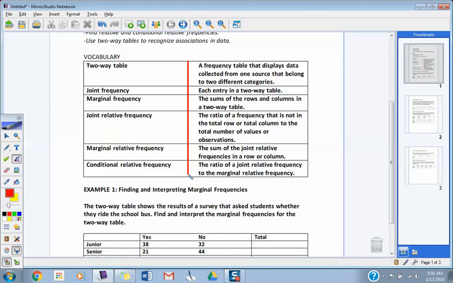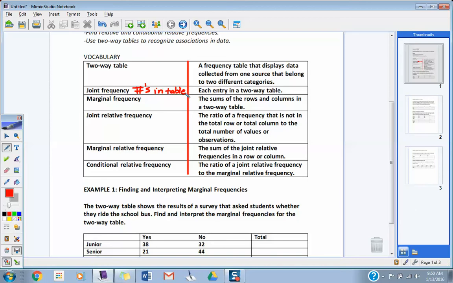Joint frequency. Okay, a joint frequency says it's each entry in a two-way table. Basically, I'm going to write this down here, guys. It's going to be the numbers in the table. So you might want to write that down there, okay? Numbers in the table. All right, it's just the numbers in the table. So if I say, hey, what are the joint frequencies? It'll just be the numbers in the table. So it might be like, how many girls are 14? That's a joint frequency, all right? Joint frequency, because it's girls and age is 14.